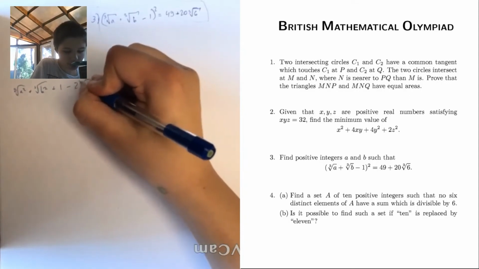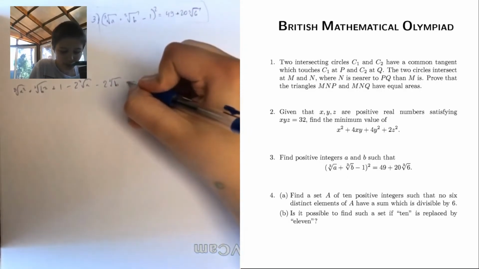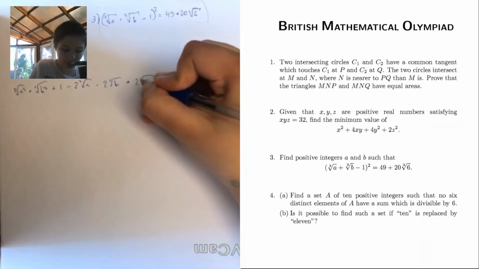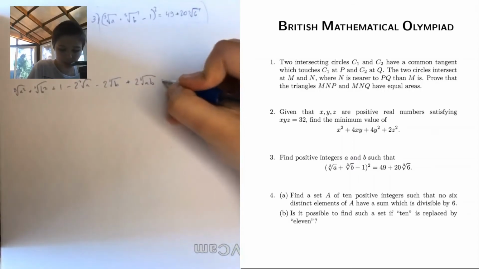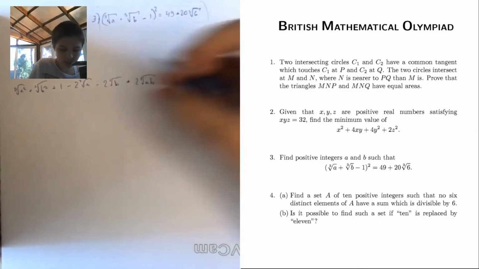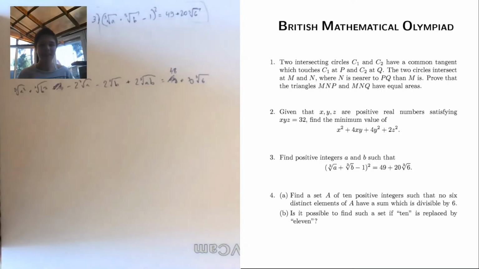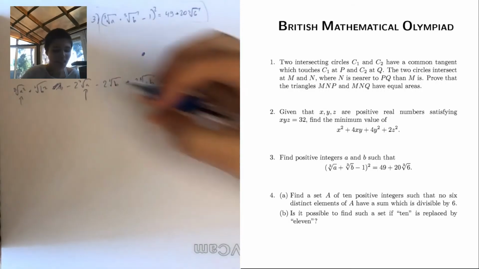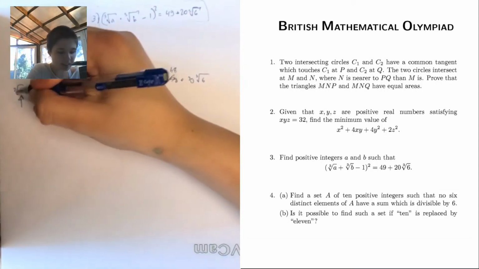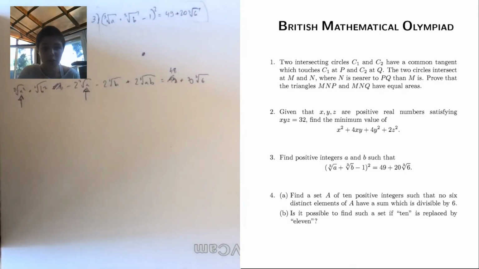cube root A minus 2 cube root B plus 2 cube root AB, which is equal to 49 plus 20 cube root 6. And let's take away the 1 here and put the 48 here. I don't know why, maybe that's a bad idea, but I did that and it worked. So the first thing I had problems with was cube root A squared and cube root A, because if A isn't a cube, then A squared won't be either, and vice versa.